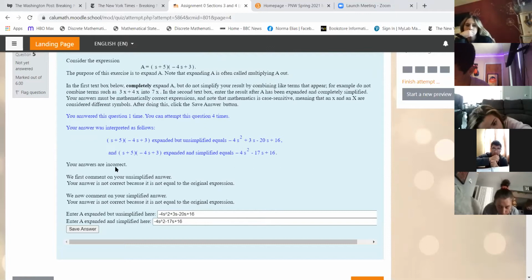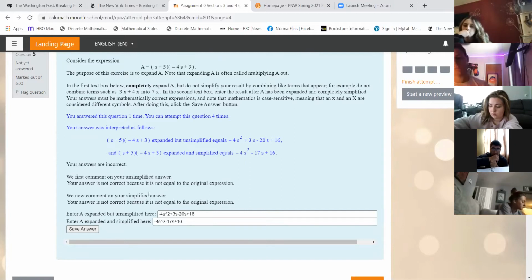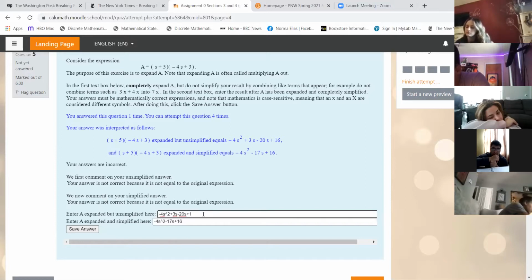So they tell me my answers are incorrect immediately. You will first get a comment on your unsimplified answer. Your answer is not correct because it's not equal to the original expression. So now you realize that you're not doing it correctly. Now the comment on the simplified answer. Again, they tell me it's not true. So I realize I have something wrong. I'd go and try to fix it. So I say, okay, I want to fix it. I'm going to fix the first one. I'm not going to fix the second. Save answer.